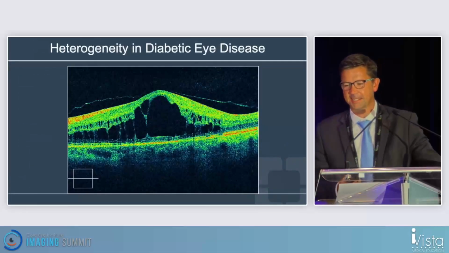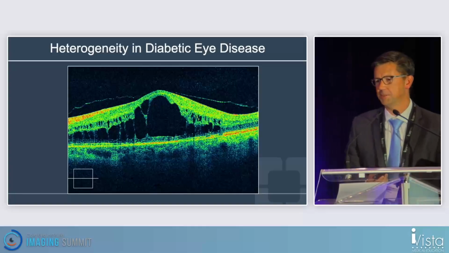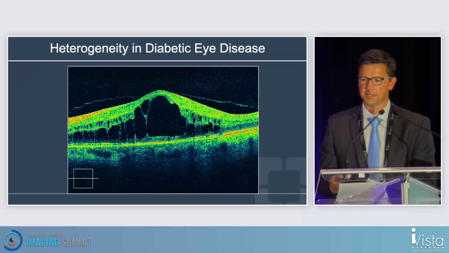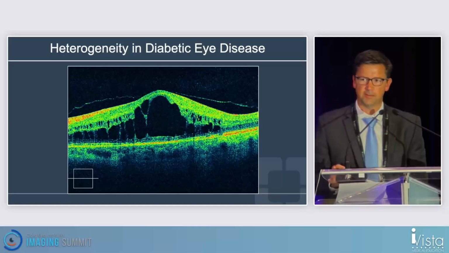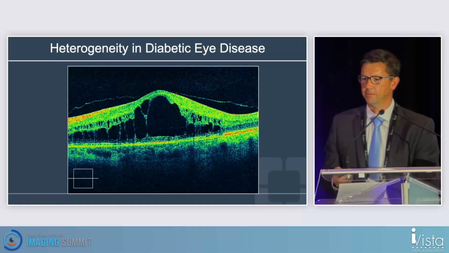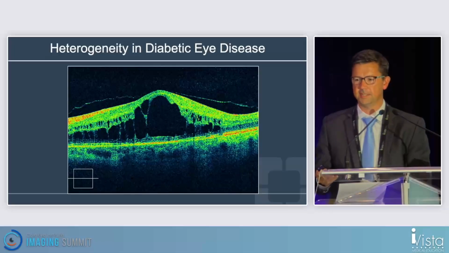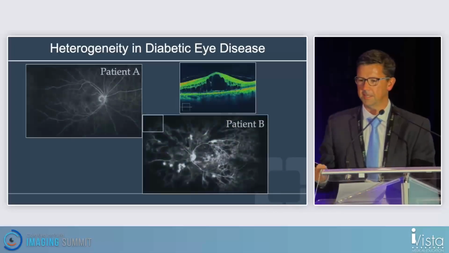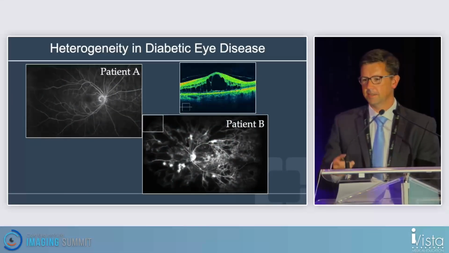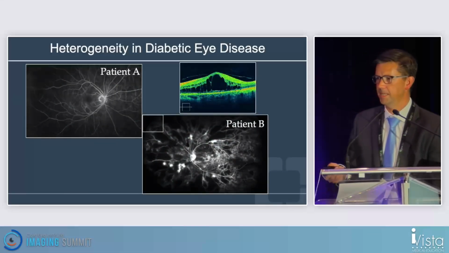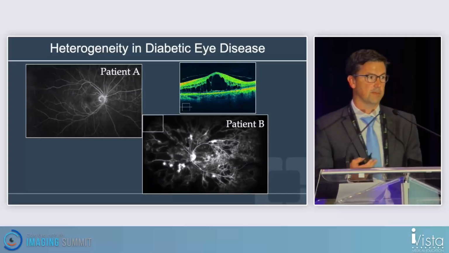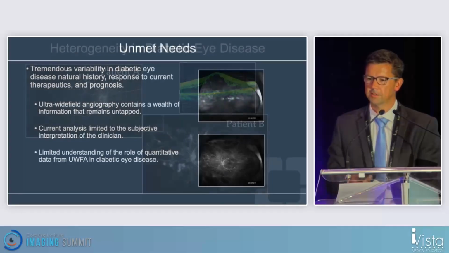I'm going to stick with the theme of quantifying features in the images that we use for taking care of patients. With diabetic eye disease, one of the real challenges is the heterogeneity that we see. We rely so much on OCT, and this is a very common picture that we see of somebody coming in with macular edema. But the challenge for us is that this could be in patient A or it could be in patient B, and these are widely different disease patterns and how we might approach it and maybe what treatment we might want to use for this patient.